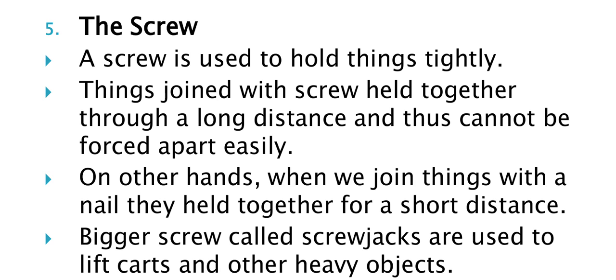Why is a screw better than a nail? Screw is always better than a nail. Nail means khilli. Because when we join things together with a screw, they are always held together tightly through a longer distance. They hold the things through a longer distance and thus cannot be forced apart easily. You can't separate two things easily if they are fixed with a screw.